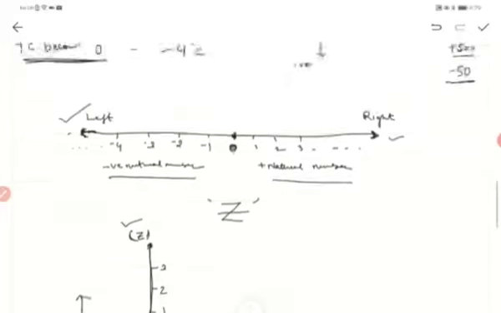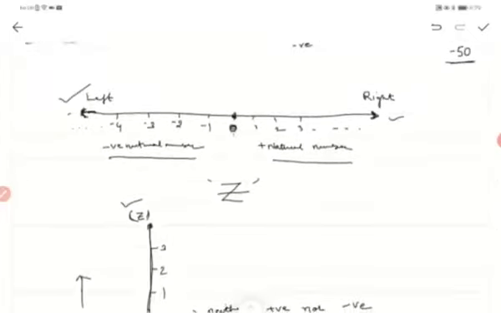Alright, so what is this? Minus 1 is less than 0. Numbers on the left side, they are all less than 0. Numbers on the right side, they are greater than 0. Alright, so right side numbers, they are greater than 0.